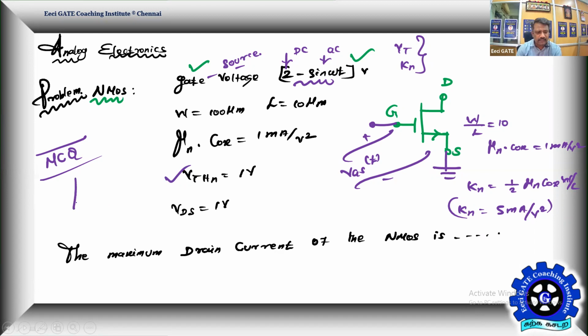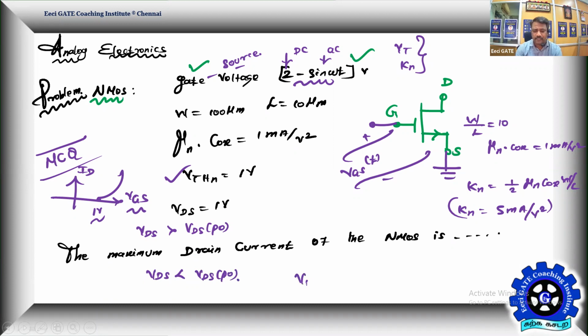With respect to the NMOS characteristics, you have to imagine quickly the characteristics. This is ID versus VGS saturation characteristics, and this is your threshold voltage given. Any VGS more than 1 volt will keep the device in on condition, so it has to obey the condition for saturation or ohmic. If VDS is greater than VDS pinch off, the device is in saturation. If VDS is less than VDS pinch off, the device is in ohmic. Hope you remember, VDS pinch off is nothing but the gate to source voltage minus the threshold voltage of your NMOS.